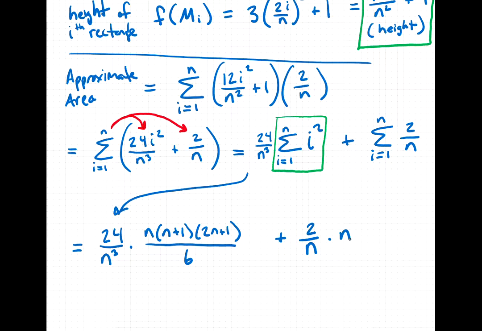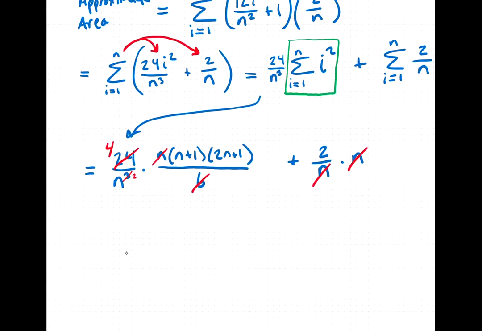All right, so we could do a little bit of canceling here. Well, these n's cancel, definitely. 6 and the 24 over 6 is 4. This n cancels one of these n's, so that becomes n squared. And I think that's about all the canceling we could do. So that's 4 over n squared times, and let's FOIL this out. Let's multiply this out. So that's 2n squared plus 3n plus 1. And then we've got a plus 2, just plus 2 because those n's canceled.